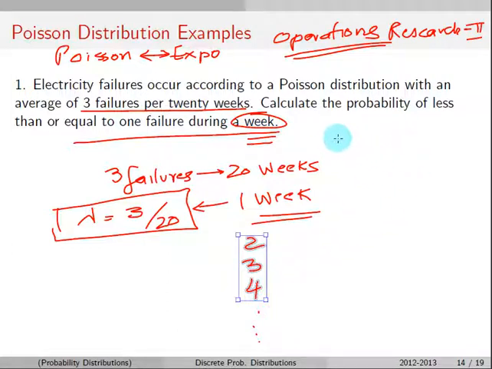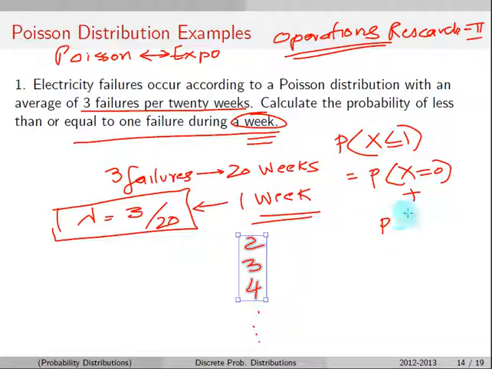So now I've been asked to compute the probability that less than or equal to 1 failure occurs during a week, which is x less than or equal to 1, which means that is equal to the probability that x equals 0 plus the probability that x equals 1. So how do you handle the probability that x equals 0? So how do I solve this problem? Try to take a minute to see if you can solve this, and we'll come back and solve it together.